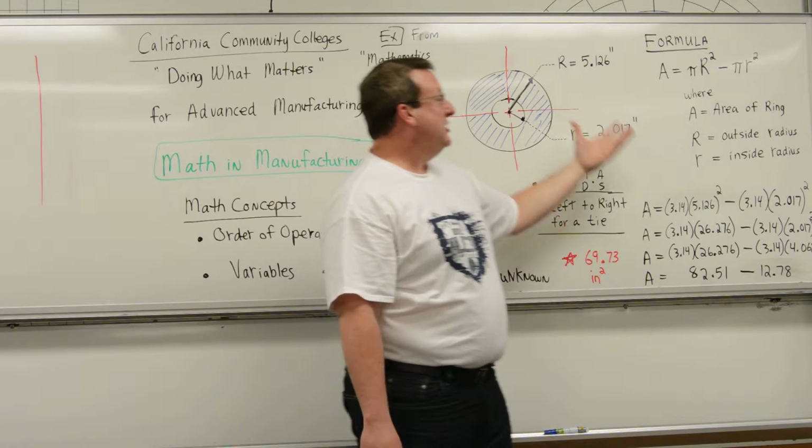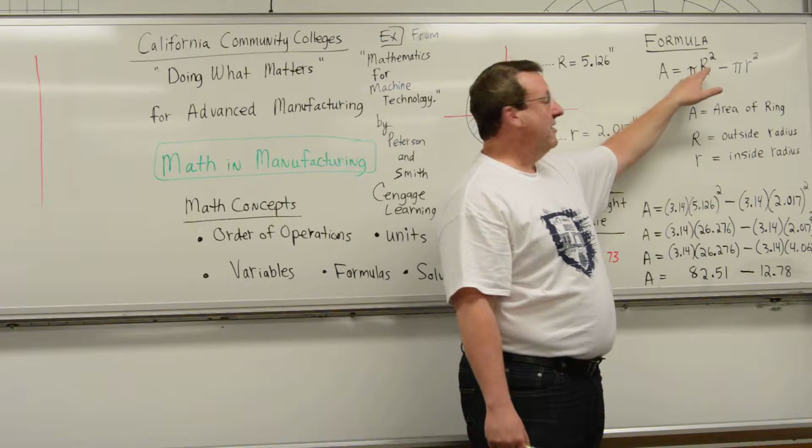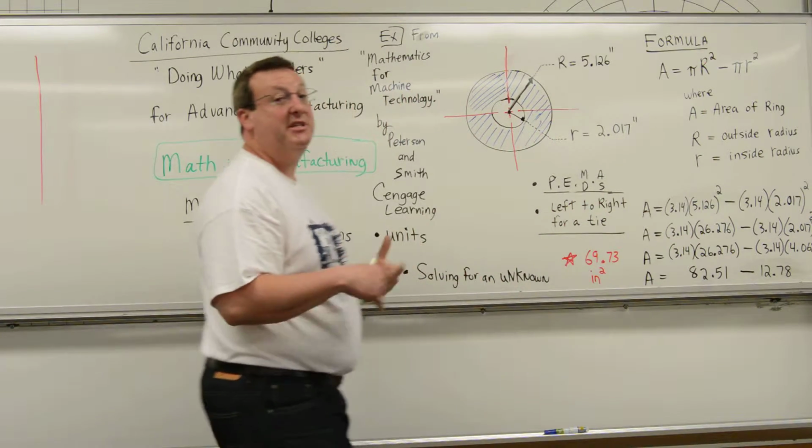And what do we do first? Do we do subtraction first? Do we multiply pi times the large radius and then square it? What is the most important? How do we do it to get the right answer?